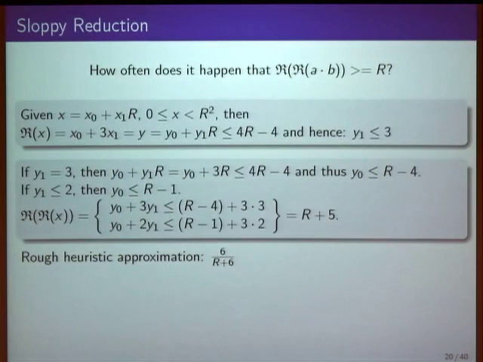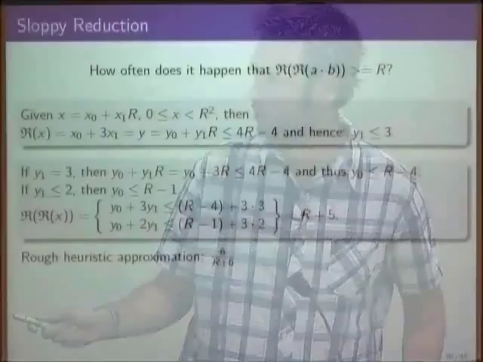Now let's split this into two cases: y1 is 3 and y1 is less than or equal to 2. Then we can see that if we apply the map twice with straightforward computation, the max value it can attain is r plus 5, which is indeed too big. So we need to apply it a third time. But how often does this go wrong? The numbers r till r plus 5 are wrong, so that is 6 out of r plus 6 possible values. So this is a very rough heuristic approximation.